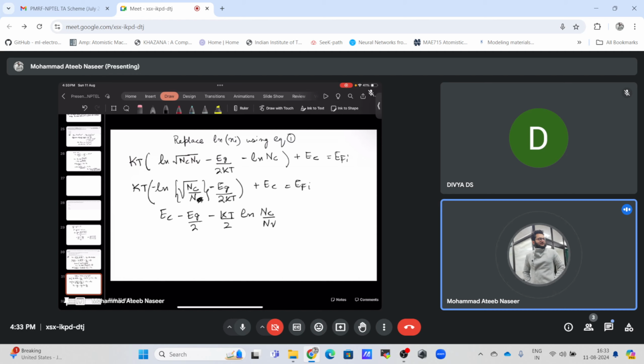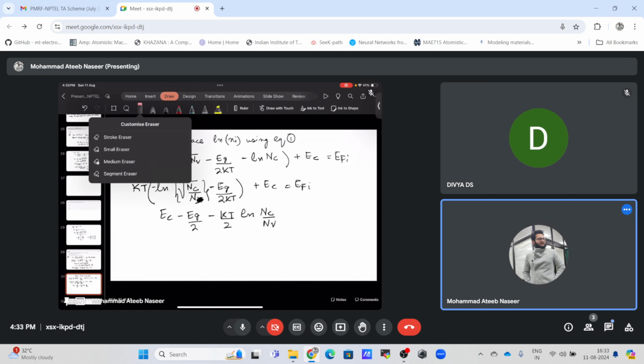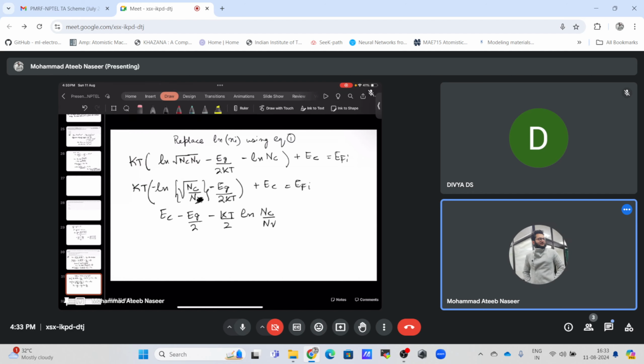What is happening with this thing? Why isn't it selecting this eraser? Okay, so it is Nv, is EFi. So this is the intrinsic Fermi level.